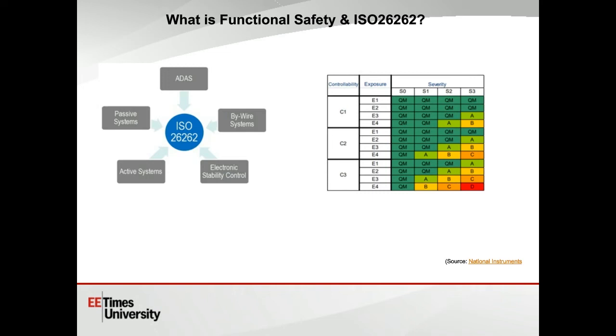And depending on where the particular failure falls in the list of possible events, we define an automotive safety integrity level, otherwise known as ASIL. This is a risk classification scheme defined by the ISO 26262 specification. And this is an adaptation of standards that have been in place in other industries for many years.